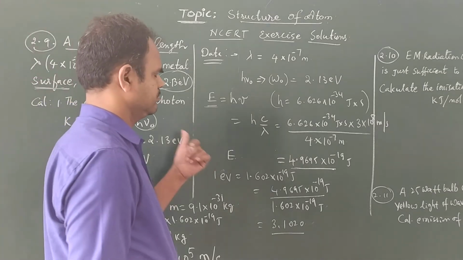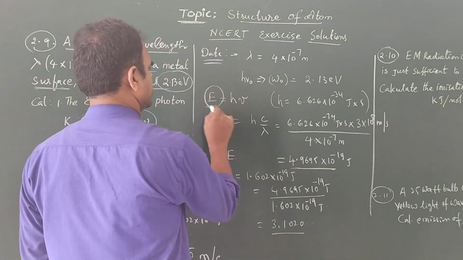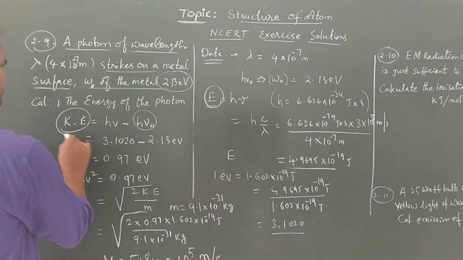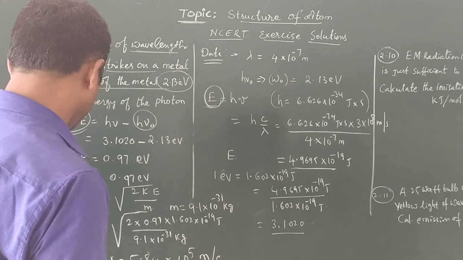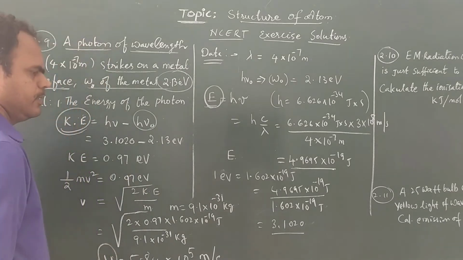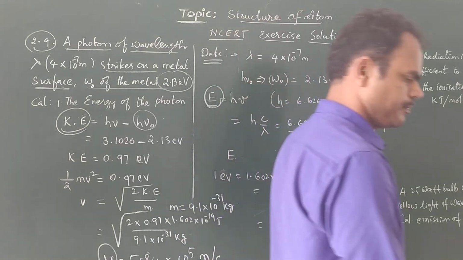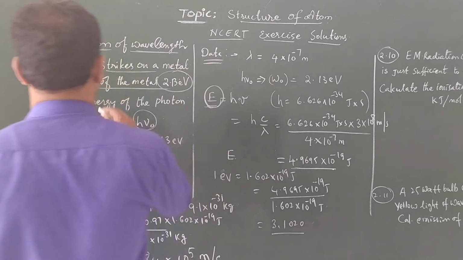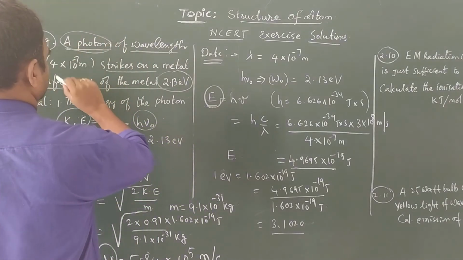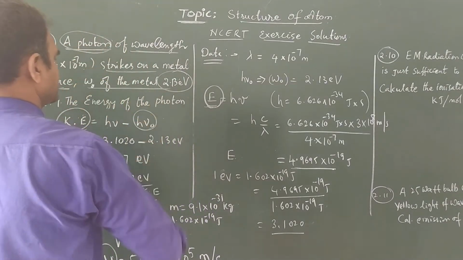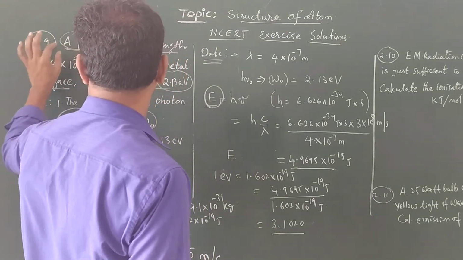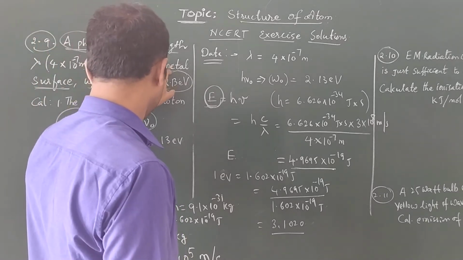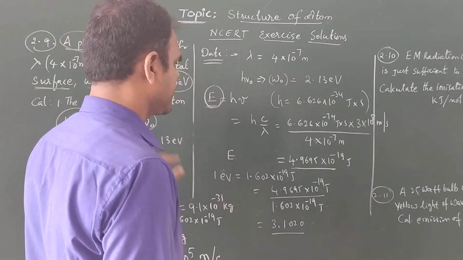So from this question we calculated three things. One is the energy of the photon. Number two, the kinetic energy of the emission. Number three, the velocity of the photoelectron. So here, three things from this question. What is given: the photon wavelength is given and the work function is given, and from these two, the photon wavelength and the work function, we are calculating three things.